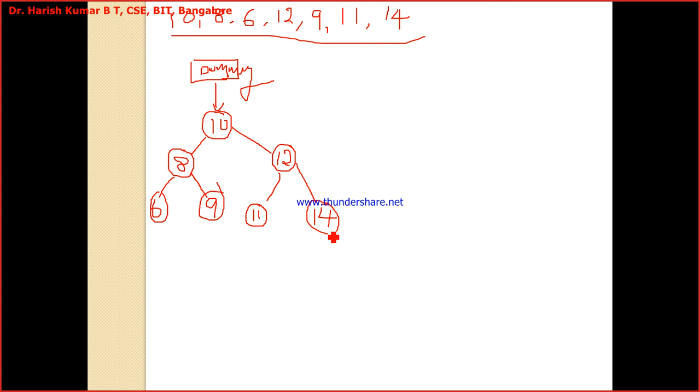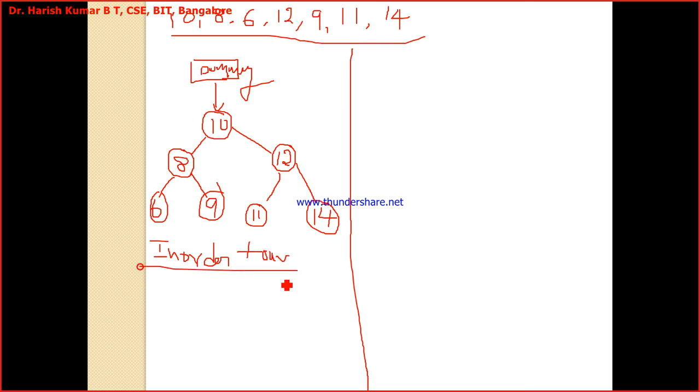Now you have to write an equivalent threaded binary tree for this. Before that, we will try to write the in-order traversal for this. Tell me the in-order traversal. Leave this dummy node, don't take it into account. Just start telling me the in-order traversal for this.